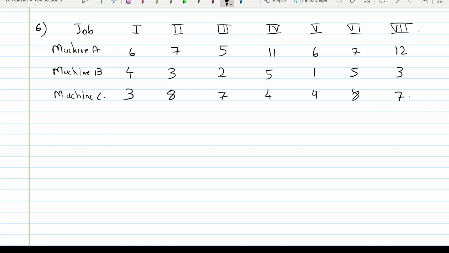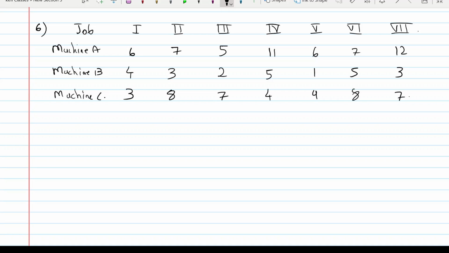Okay, so when you get this, what you have to do is convert this problem to a 2-machine problem. You convert it to a 2-machine problem only to find the sequence. Now the rules for converting it to a 2-machine problem are like this.